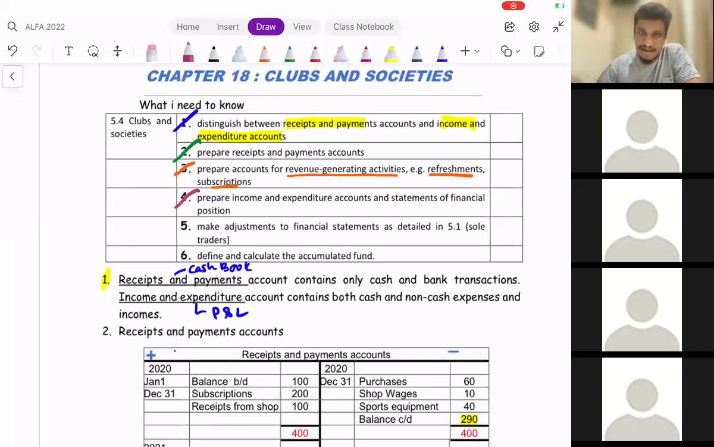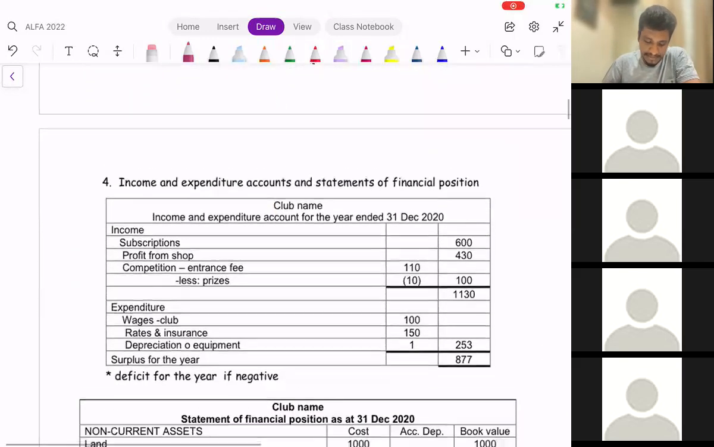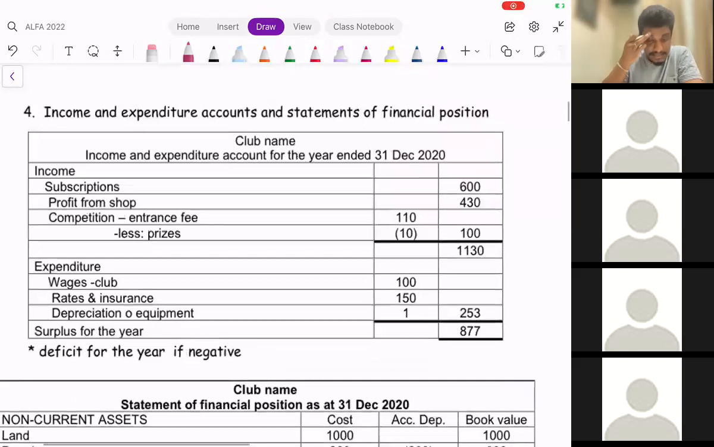Prepare the income and expenditure account and statement of financial position. And the fifth one, fourth and fifth are actually the same: make adjustments for financial statements. So that will be here. This is the format for income and expenditure.